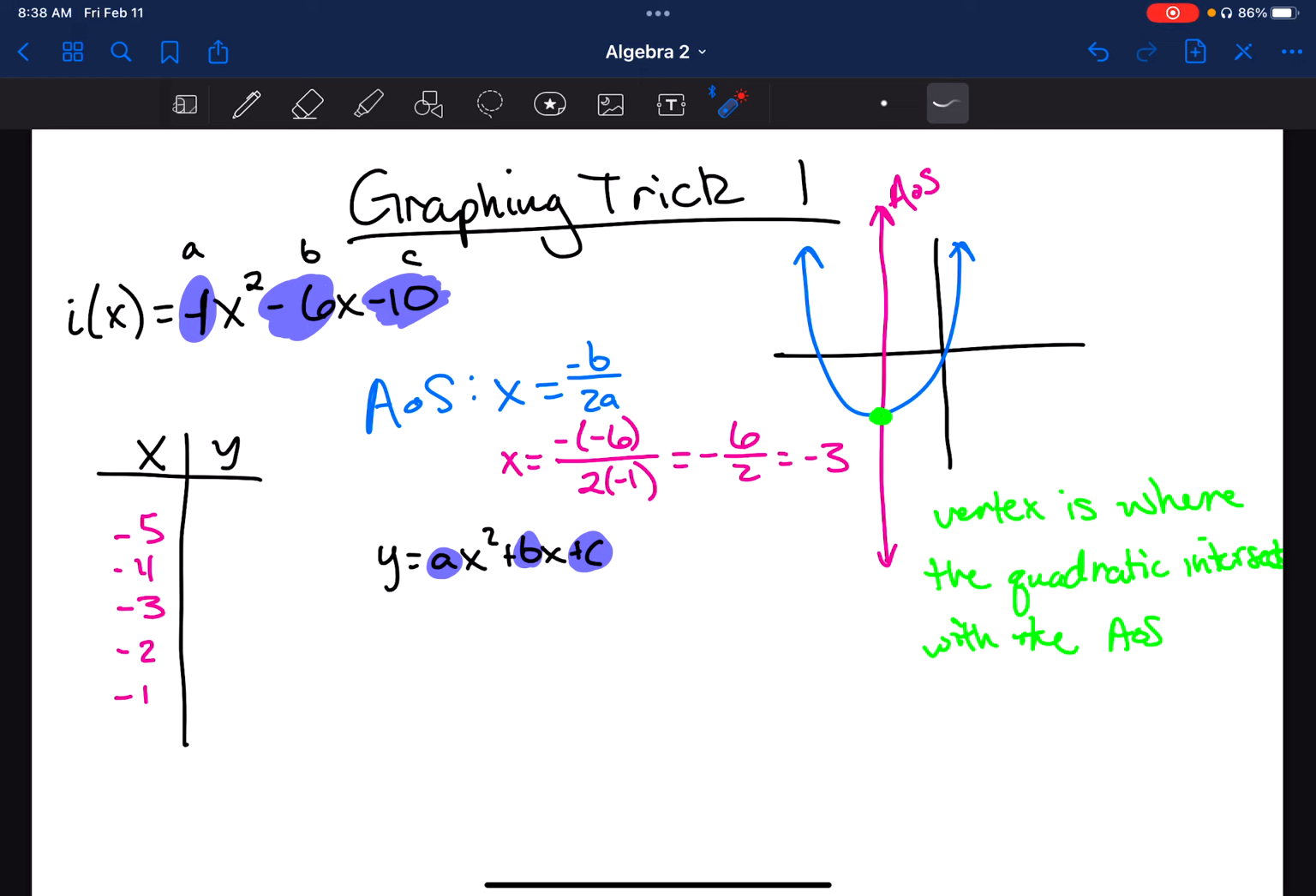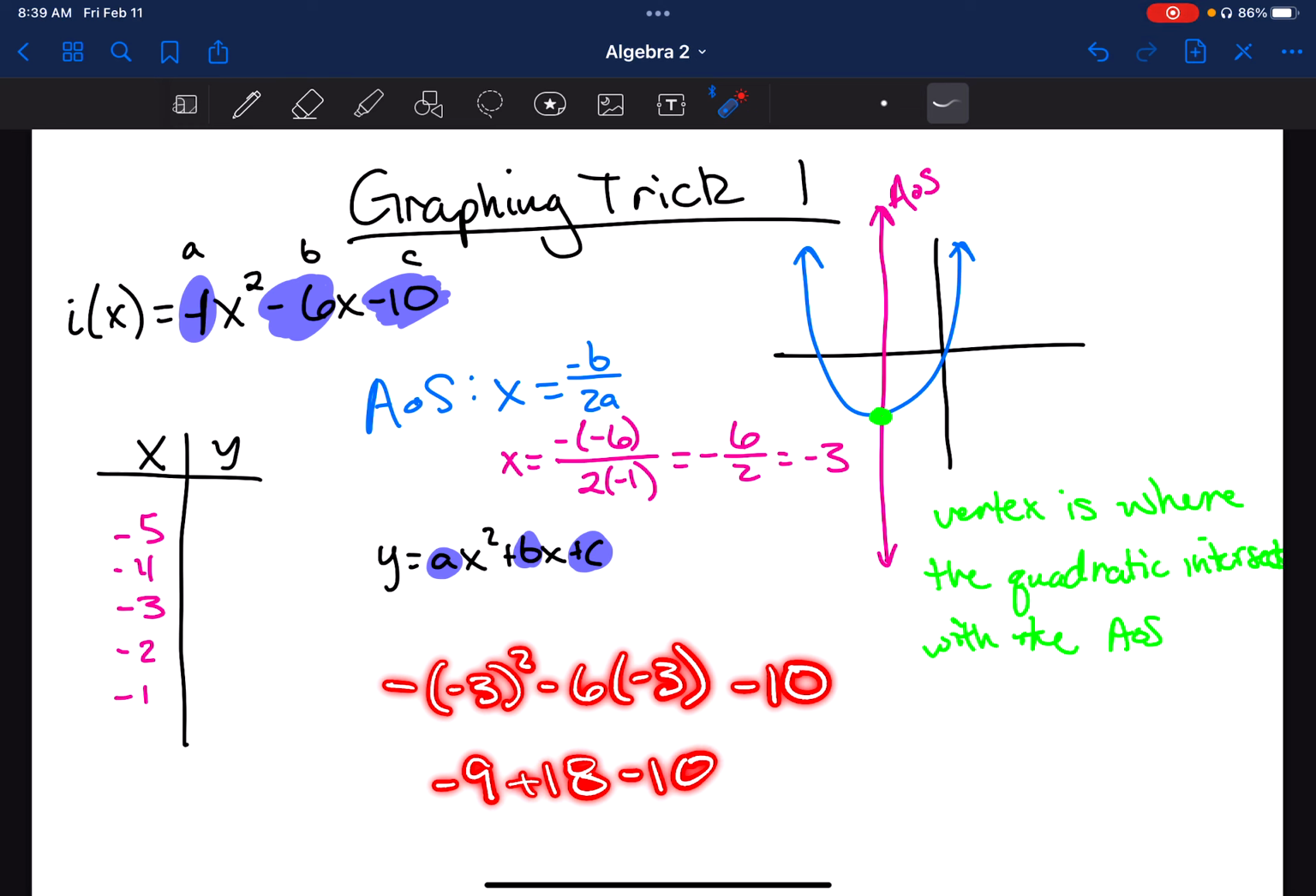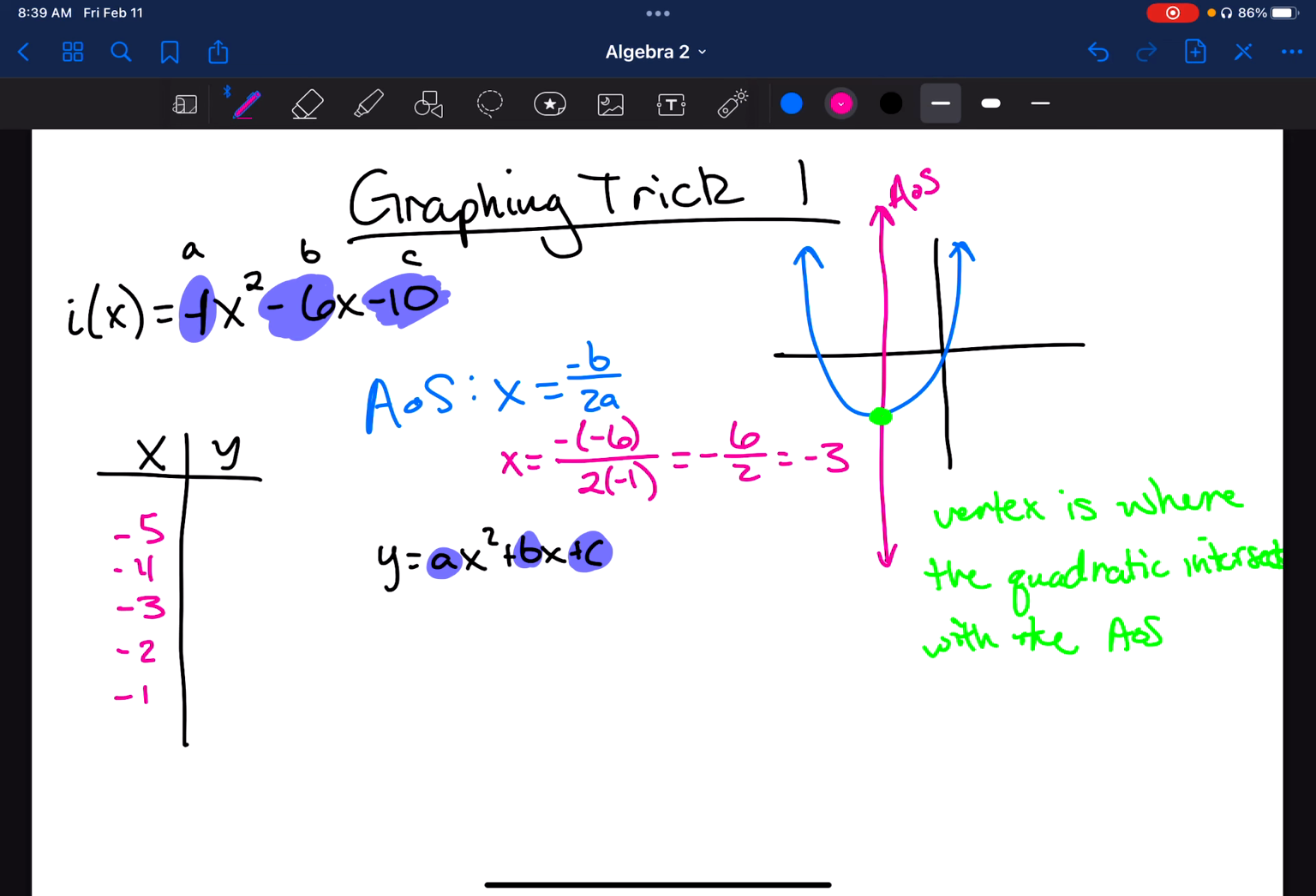So now, as we're looking at this thing, we just need to start plugging in some values. I'm just going to stick with these values here. So if I plug in -3, I have -3 squared minus 6 times -3 minus 10. -3 squared is 9. So I have -9 plus 18 minus 10. So I have 9 minus 10, or -1. So I'm going to put my -1 there. And that's my vertex.